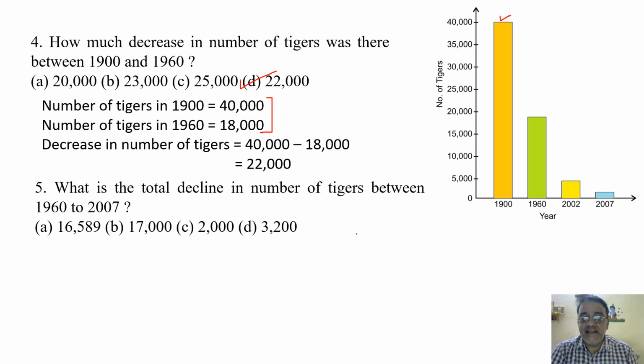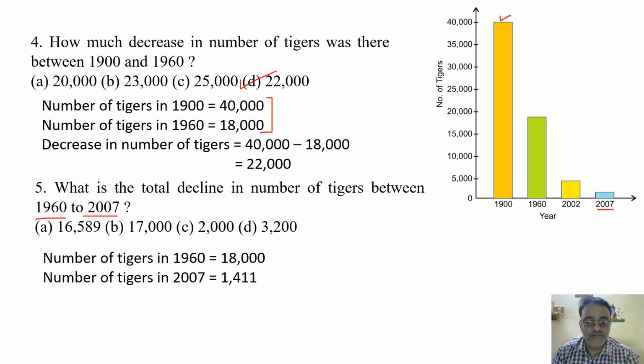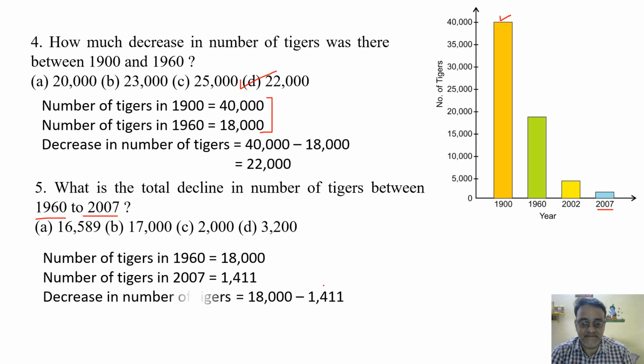What is the total decline in the number of tigers between 1960 to 2007? So sorry, 1960 में जो टेबलर फॉर्म में दिया था उसमें 18,000 था और 2007 में 1,411 है. ठीक है, सो इसको हम लोग सब्ट्रैक्ट करेंगे तो ये हो जाएगा 16,589, राइट? And the correct option is option A. So this is the last question of this case study question.